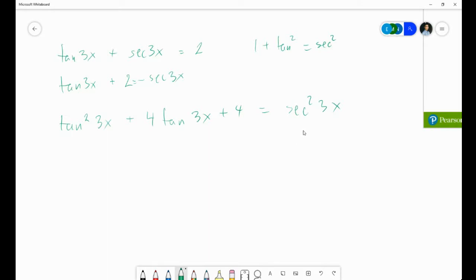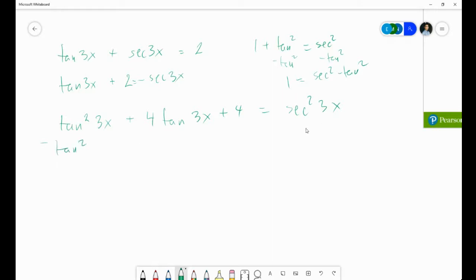All right, so now we can combine to get only one trig function. So if I take secant and I subtract tangent on both sides, you can see that 1 is equal to secant squared minus tangent squared. So I can subtract tangent squared. Professor, I'm sorry. I'm getting confused.